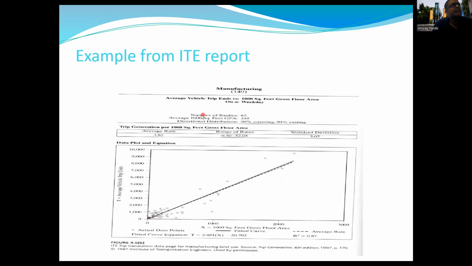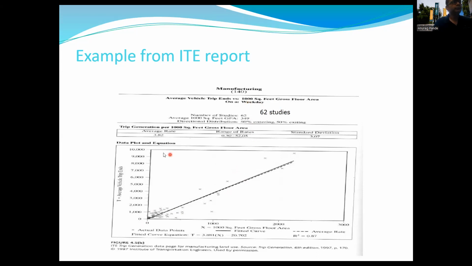It says number of studies 62. Basically what that means is that if you look at these X's and count them all, there are actually a total of 62 studies that were conducted to create this chart. So they looked at 62 different manufacturing facilities and counted how many trips are coming in and going out at different times of day. For example, this is for a weekday. So this is the total number of trips per day.